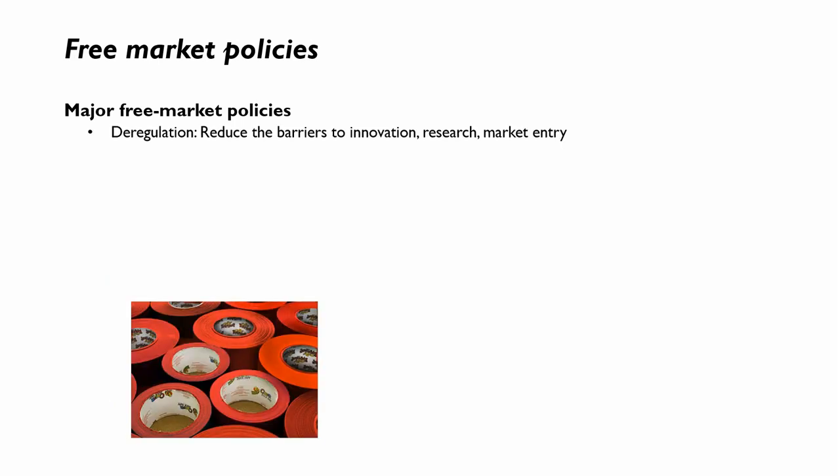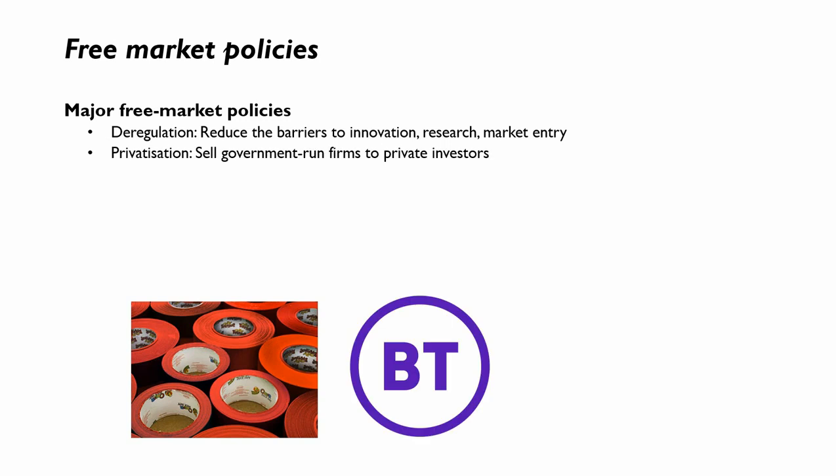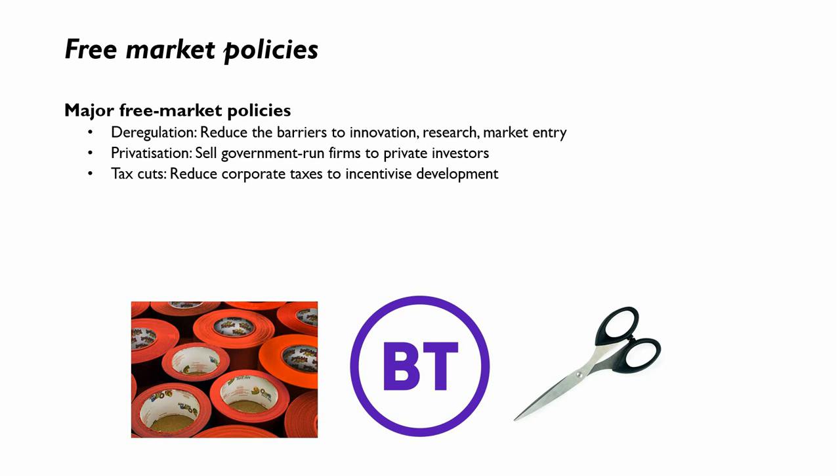So on the other hand, some economists argue for free market policies, and historically supply-side economics has focused on free market policies. So we're thinking things like deregulation, removing what we call red tape, the barriers to innovation and bureaucracy, all of these hurdles that firms have to jump through. We're thinking privatisation. Firms like BT, British Telecommunications, used to be nationalised, but it's now privatised. It's run as a private firm. We're thinking tax cuts, reducing corporate taxes to incentivise the development of firms, to incentivise research and development, to incentivise firms seeking profit.